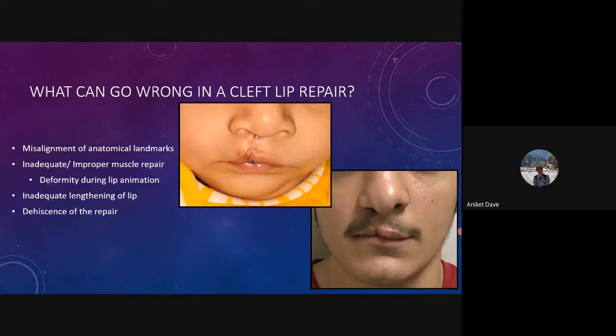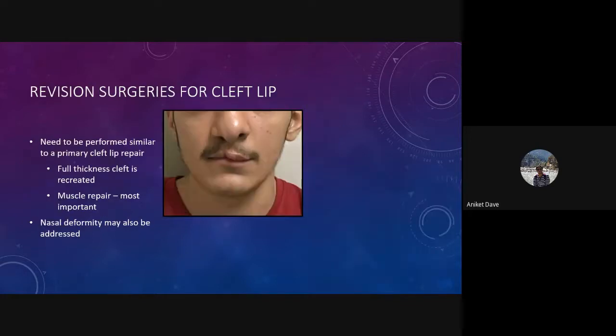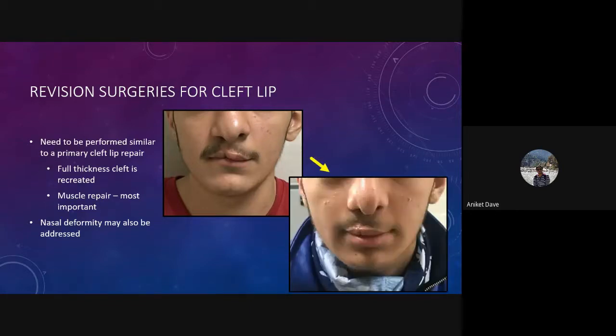In our department, we get a significant number of patients with these secondary deformities after a cleft lip repair, which has been performed at other centers. So we do a lot of revision surgeries for cleft lips. These need to be performed very similar to a primary cleft lip repair. A full thickness cleft is recreated by incising along the repair site. And the most important step in this surgery is to repair the muscle. And the nasal deformity can also be addressed at the same time.